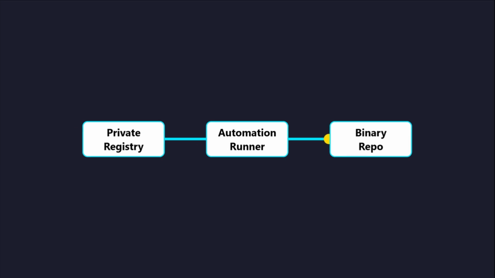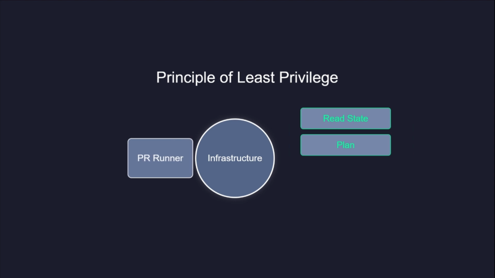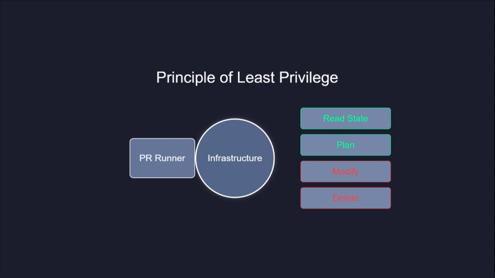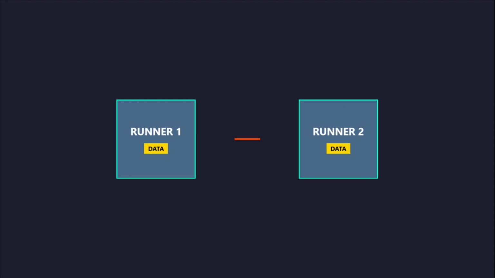If you use internal or custom providers, your automation must be configured to check private registries or local paths. Ensure your runner has the necessary network access to pull these specific binaries during initialization for installation. The credentials used by your pull request runner should only have permission to read state and perform plan operations. Do not grant them the permissions required to modify or delete resources until the apply stage.